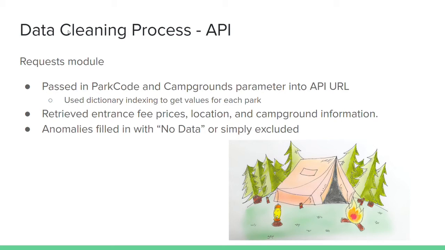Next, we passed in the campgrounds parameter into the API URL to get the number of campgrounds, each park's average campground price, and whether or not there's a trash recycling collection system in place at each of their campgrounds. There were some anomalies in the data, like Haleakala National Park didn't have any campground info, so for cases like that, we just filled the output in with no data.